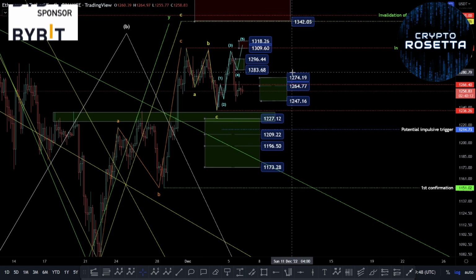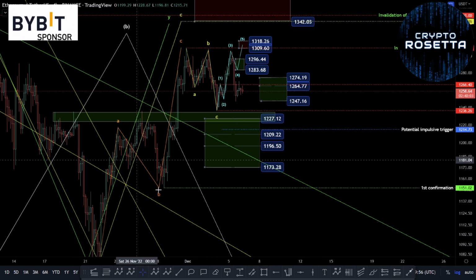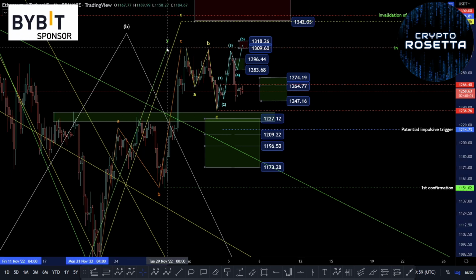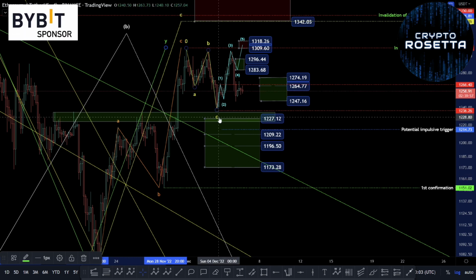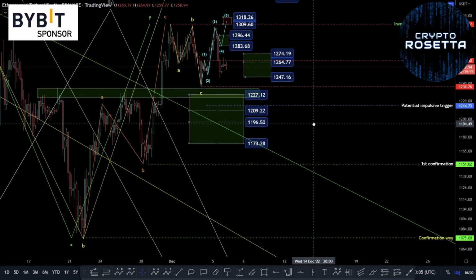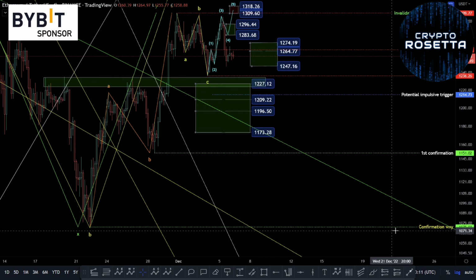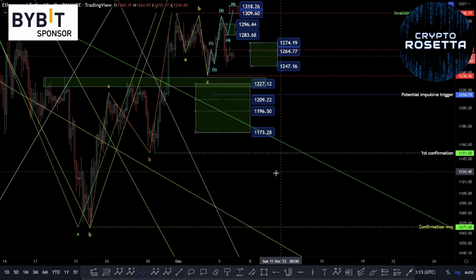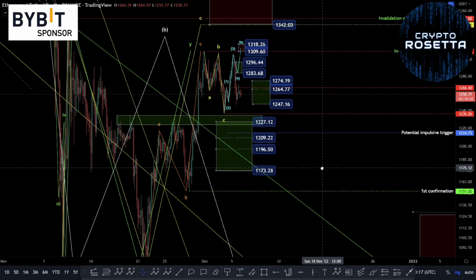So invalidation of this WXY being completed would come by crossing back above this 1309 area. Until we do that, we have to just bear in mind that this could be a completed corrective move here as a WXY. So we just need to keep that in mind. But really, for this to be confirmed, we would have to break this 1151 and this 1075, and then we could confirm that this is a completed correction and we're breaking to the downside.